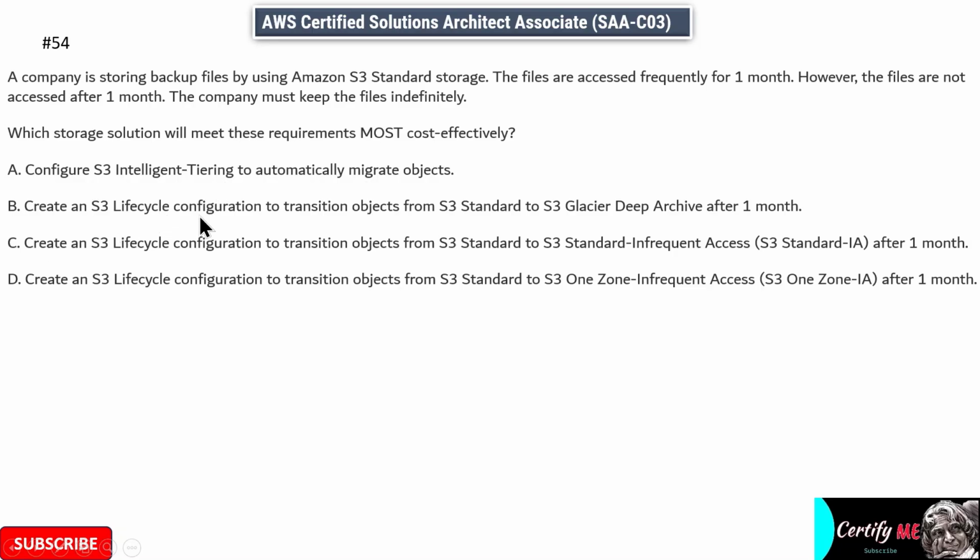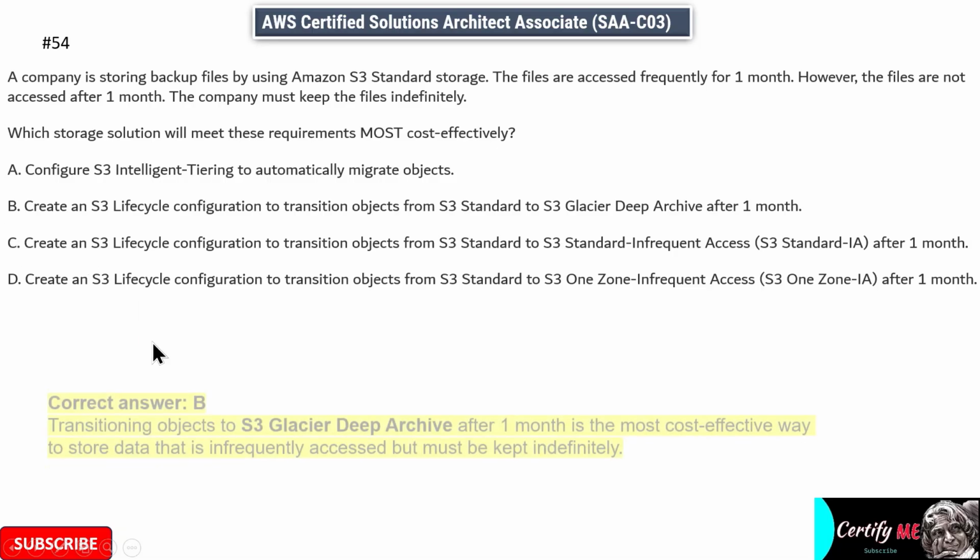Option B. Create an S3 Lifecycle configuration to transition objects from S3 Standard to S3 Glacier Deep Archive after 1 month. Option B is the correct answer. Option C. Create an S3 Lifecycle configuration to transition objects from S3 Standard to S3 Standard-Infrequent Access after 1 month. Option D. Create an S3 Lifecycle configuration to transition objects from S3 Standard to S3 One Zone-Infrequent Access after 1 month. As I said, option B is the correct answer.